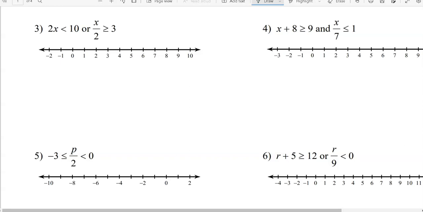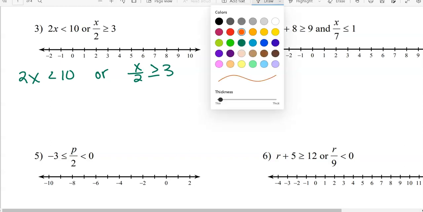Let's go back. Okay. We have 2 equations. We have 2x is less than 10, and we have x divided by 2 is greater than or equal to 3. 2 separate pieces we're going to solve for. For 2x is less than 10, how are we going to get that x by itself?